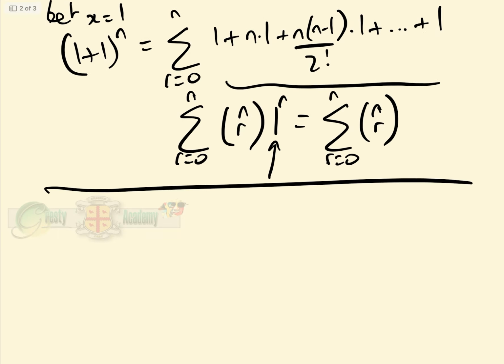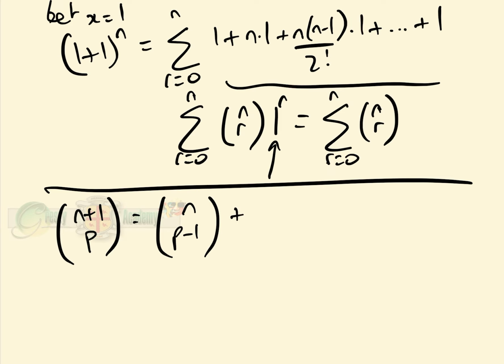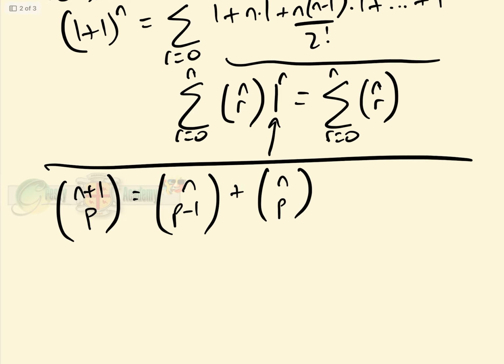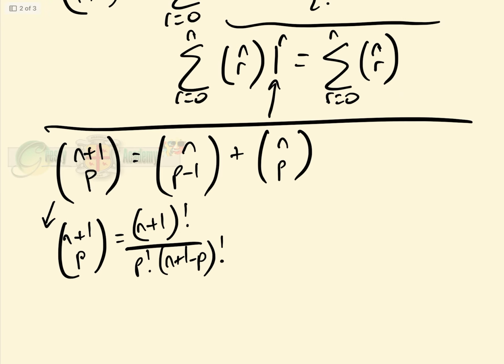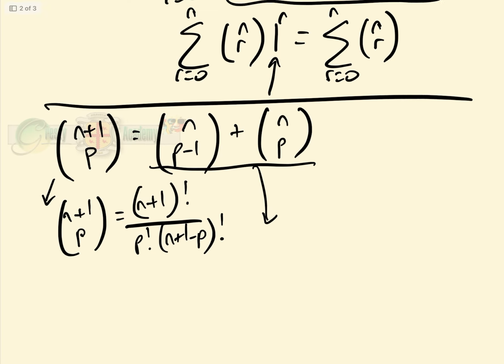And finally, as promised, I did say that we would prove Pascal's identity. So we had Pascal's identity, which was C(n plus 1, p) equals C(n, p minus 1) add C(n, p). Okay, well, using our definition, C(n plus 1, p) equals (n plus 1) factorial over p factorial times (n plus 1 minus p) factorial. So we have to prove that this right hand side is also equal to that. So let's have a look at the right hand side.